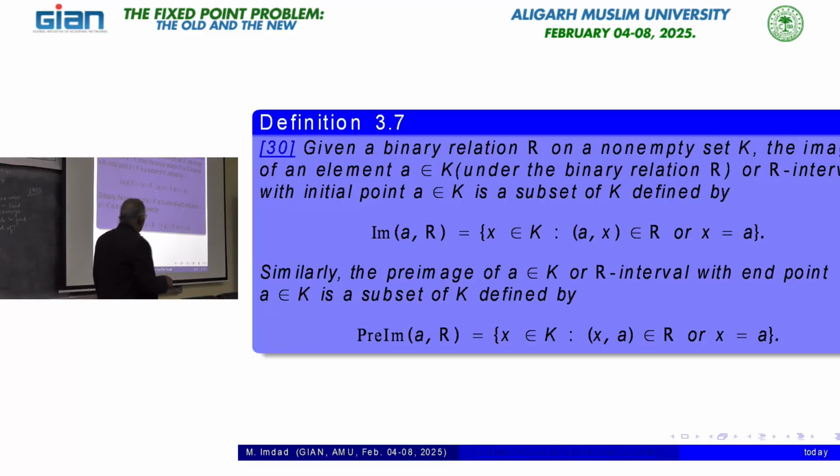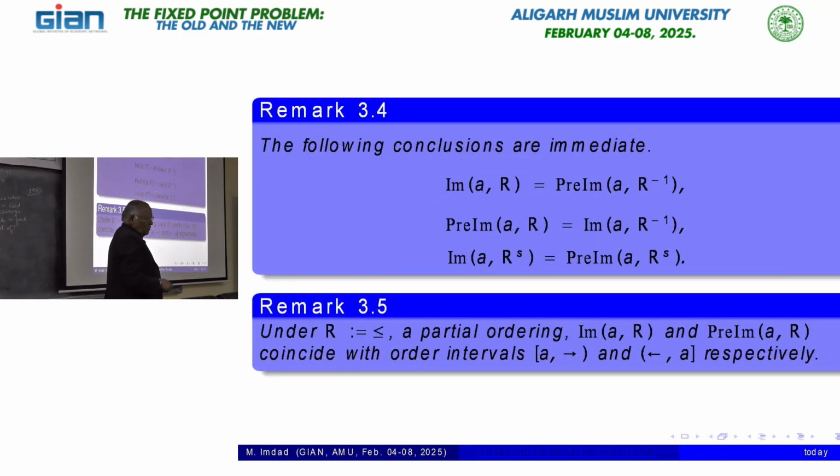Here is definition 3.7. The image of A under R: you take those elements in K such that A x belongs to R or x is equal to A. This is the definition. Similarly, the pre-image of A under R, that is the reverse order, which you can call an inverse kind of situation: x belongs to R, x A belonging to R, or x equal to A. So if you take the partial ordering on the real line with these definitions, this coincides with our interval, which is called closed, like these intervals on the real line. If you take R with the natural ordering, then these two intervals reduce to those in the case of the real line.